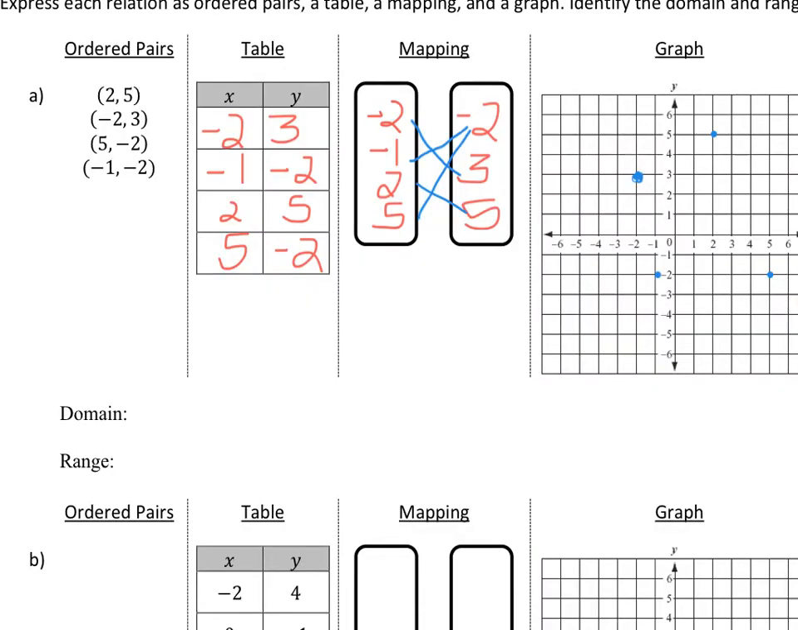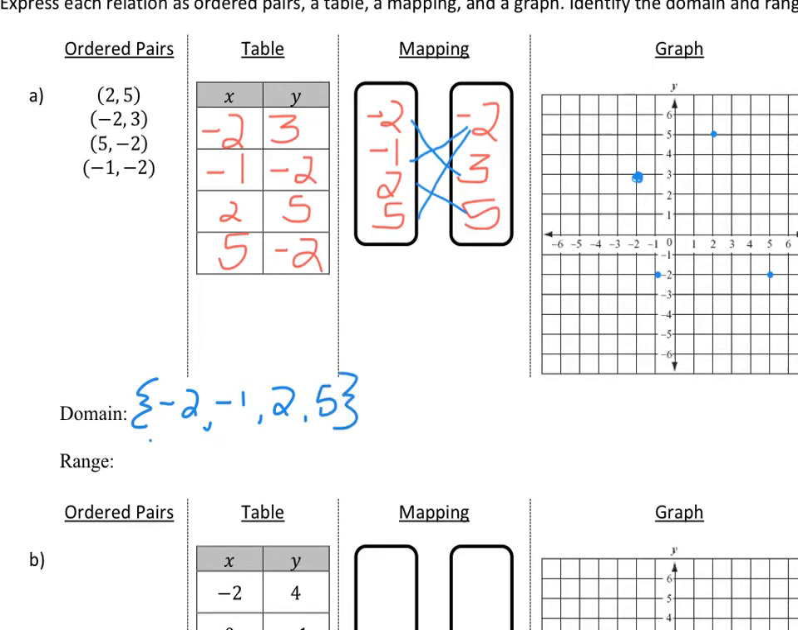Now we need to determine the domain and the range. The domain, remember, is the set of x values. We only write them once. What's great about doing the mapping beforehand is that it's already in numerical order, and I just have to write them. Domain and range have brackets. So for the domain, we put our bracket here: negative 2, negative 1, 2, and 5, and then I'll close the bracket.